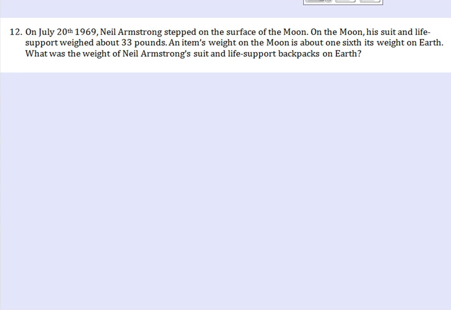Okay, so number 12, stepped on the surface of the moon. On the moon, his suit and life support weigh 33 pounds. On the moon, it is 1/6 your weight. How much did it weigh back here on Earth? So 1/6 of his life support stuff, of his suit, we'll call this weight on Earth. So 1/6 of what it weighed on Earth is what it weighed on the moon, and that was 33 pounds.